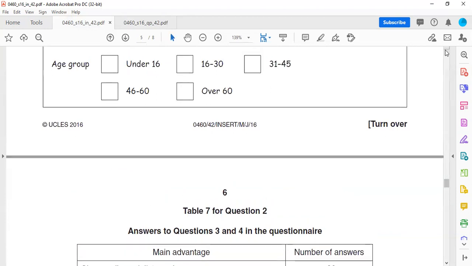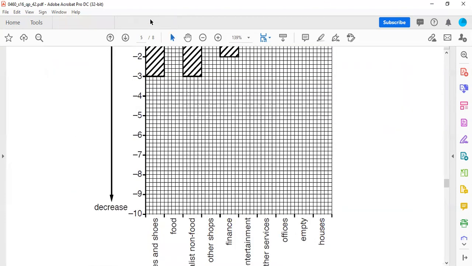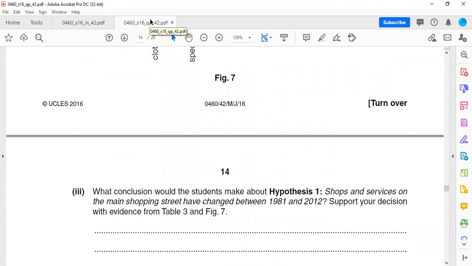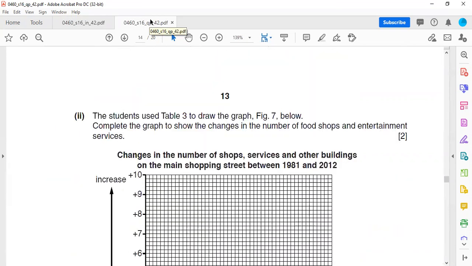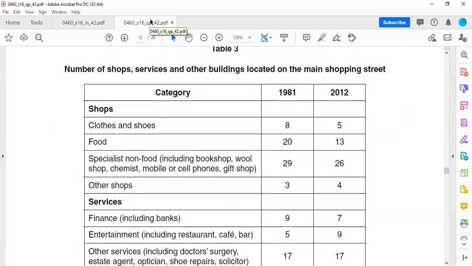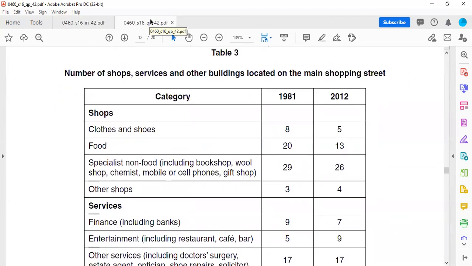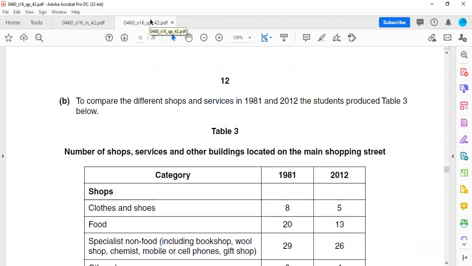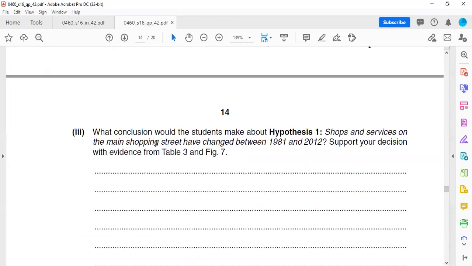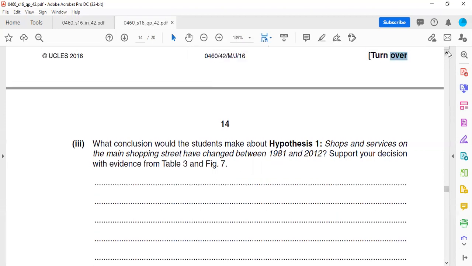Table 7 for question 2. Let's go back. Which one are they asking us to check? Table 3 and figure 7. Okay, this is table 3 here, sorry. So, do you remember what the hypothesis is? That shops and services on the main street have changed between 1981 and 2012. According to them, the hypothesis is true, that will give you 1 mark.